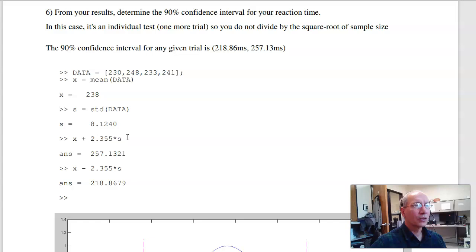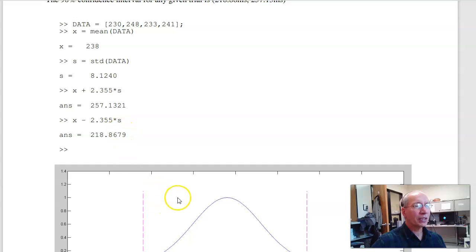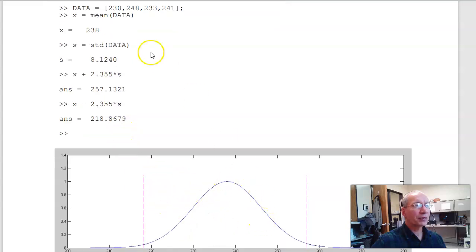If I do populations, I'm going to say I do have an average. What is my average time? There I would divide by square root of n. So here I'm doing individuals, so I don't divide by square root of n. There's my 90% confidence interval. Go left and right, 2.35 standard deviations, and this is the t-score for sample size of 4, 3 degrees of freedom.